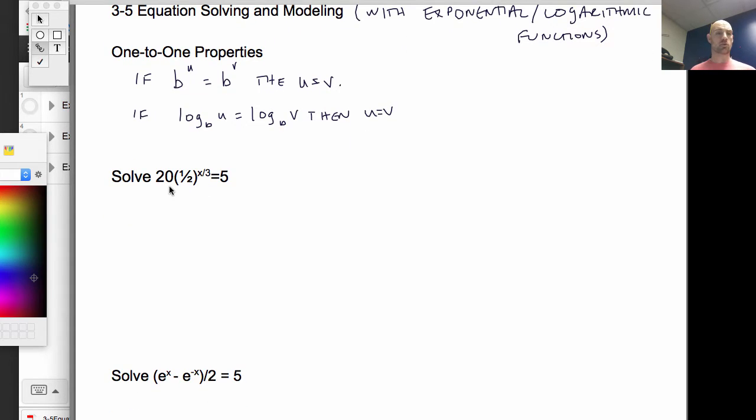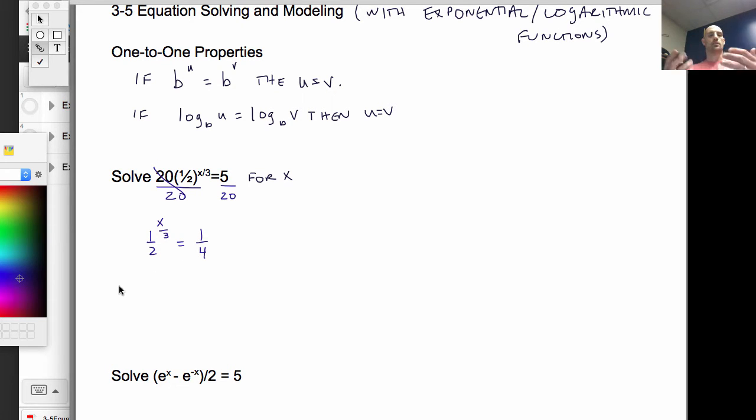Here I've got an equation where 20 times 1/2 to the x over 3 is equal to 5. I'm solving for x. What am I going to do first? Well, I'm going to start by undoing this multiplication, so I'll divide by 20. So I have 1/2 to the x over 3 is equal to 1/4.